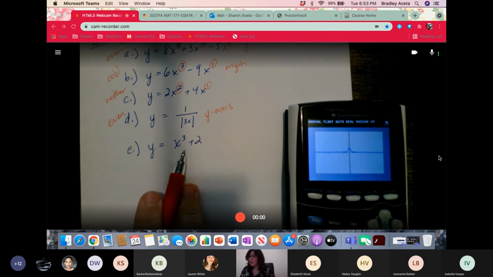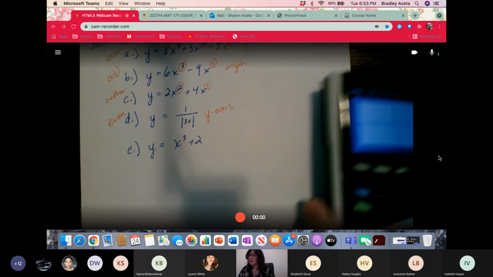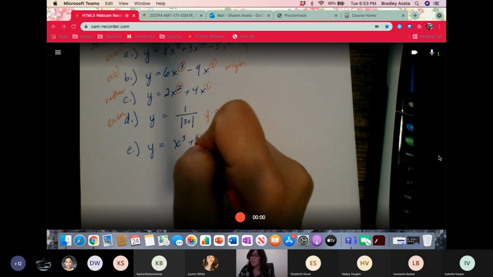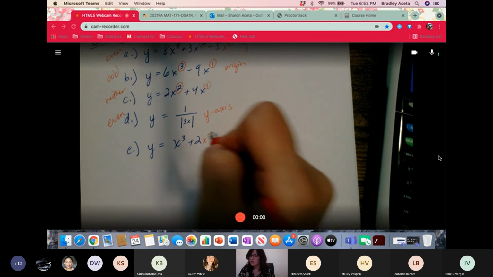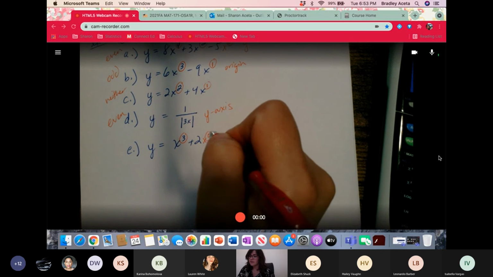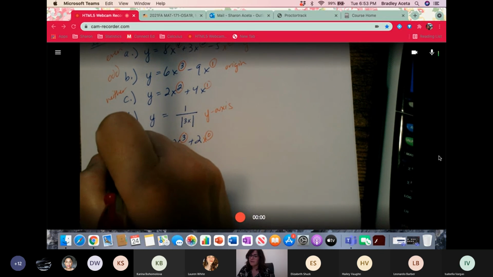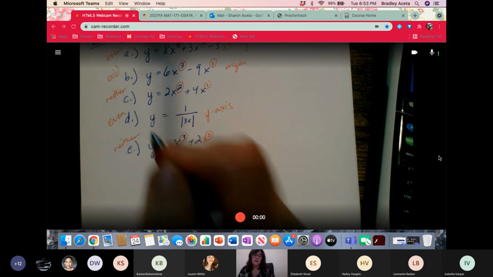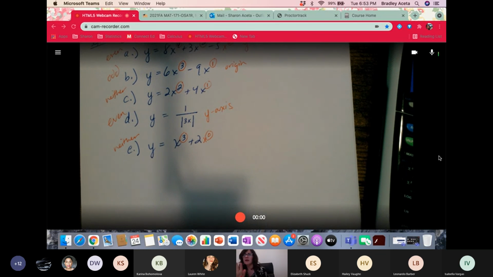All right, and this one again, you can easily do. This is a polynomial. Plug it in your calculator if you don't feel like it, but if you remember, any number by itself has x to the 0 power. This is odd. This is even. Can't be odd and even, so you write neither.